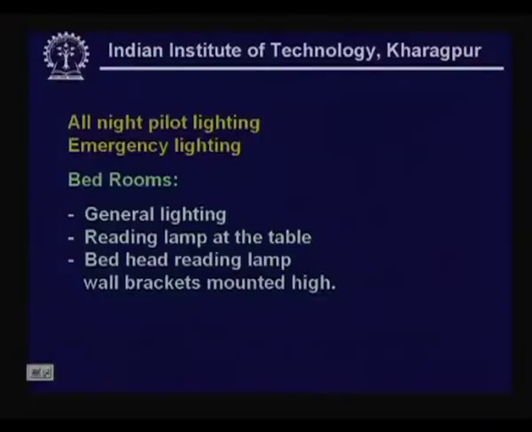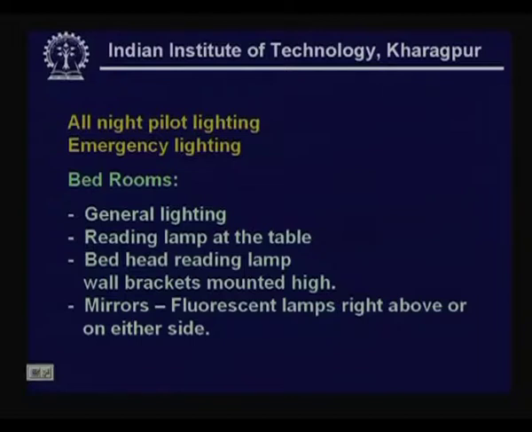Apart from this, the hotel should have pilot lighting. Pilot lighting is basically to direct which way the rooms are, and there should be emergency lighting for evacuation. Coming to the rooms, termed bedrooms here, which are the main occupant rooms in a lodge or hotel, there should be general lighting, a reading lamp at the table, a bedhead reading lamp, wall brackets mounted high, and the mirrors should be provided with fluorescent lamps right above, if not on either side.